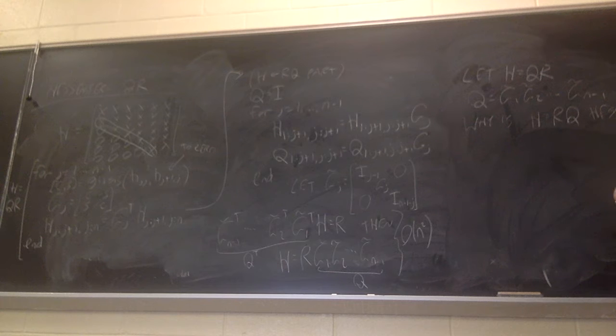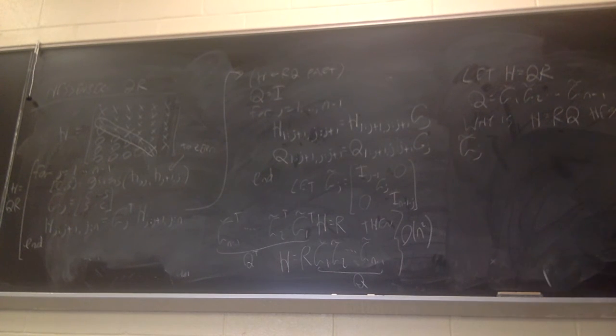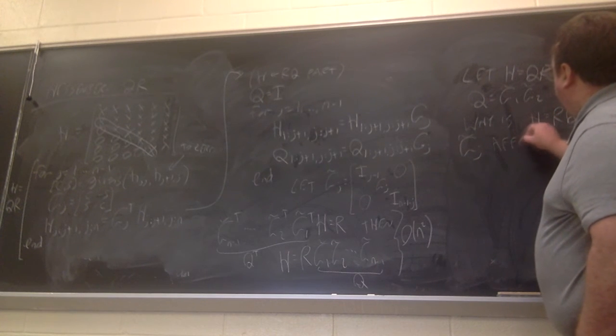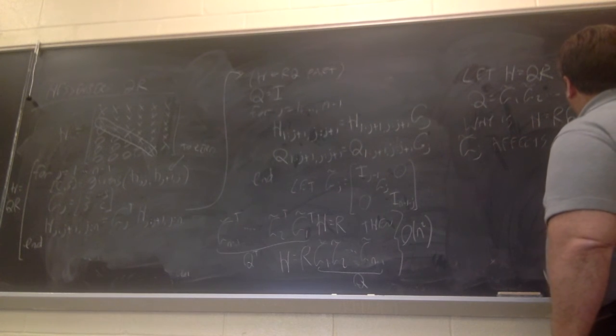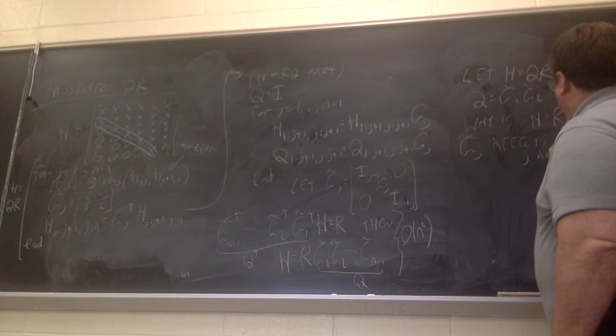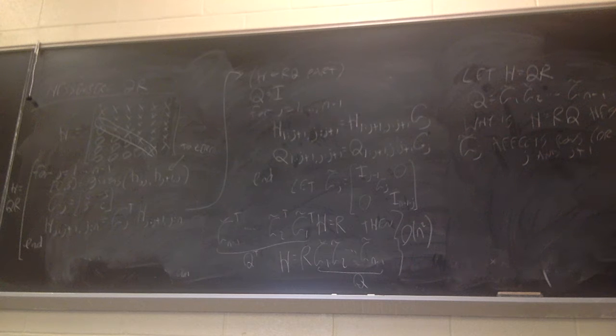The key is each one of these Givens rotations, row rotation if it's multiplied on the left, column rotation if it's multiplied on the right, only affects rows or columns j and j plus 1. It's going to rotate those rows or those columns. That's going to be essential here.